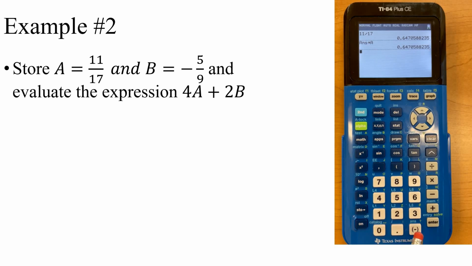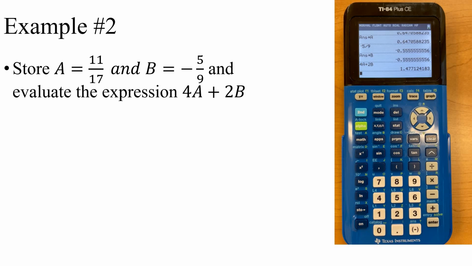And negative 5/9, same thing. So negative 5 divided by 9, enter. We store that as B, so alpha B. And then if we do 4A plus 2B in our calculator, so 4 alpha A plus 2 alpha B, it's going to use the exact values there rather than anything rounded off to avoid any possible rounding errors in the question. So that would be the expression 4A plus 2B.